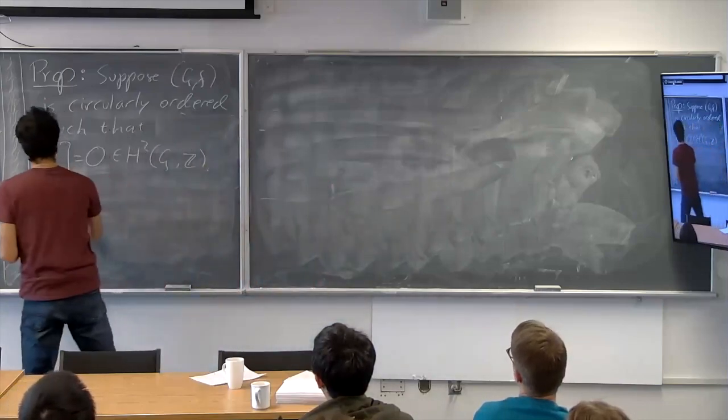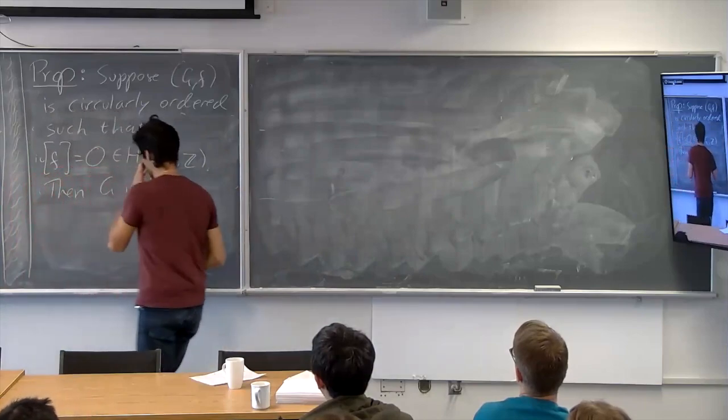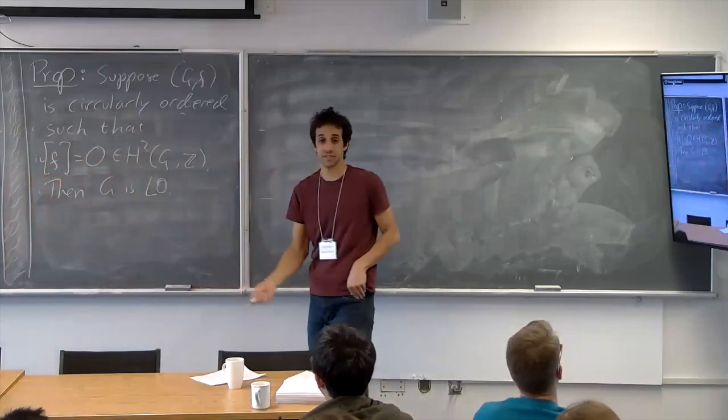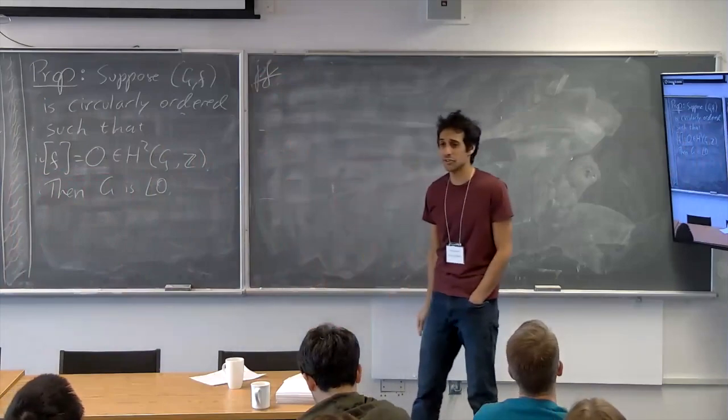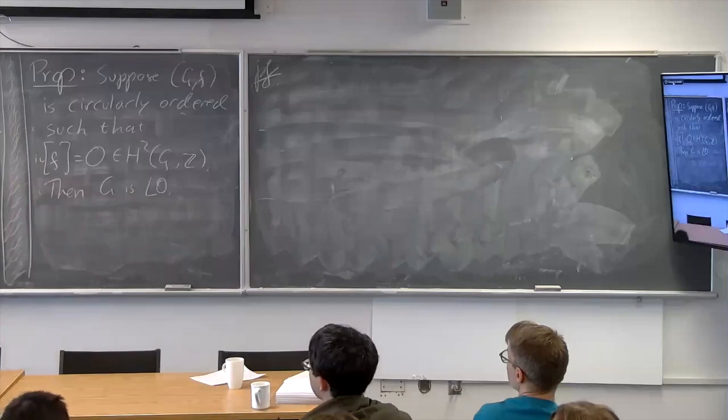Then G is LO. It's actually left orderable as well as being circularly ordered. And here's the proof. We run back to this correspondence again. And then we remember that if this is 0, the group in the middle is just Z cross G. This is the proof.